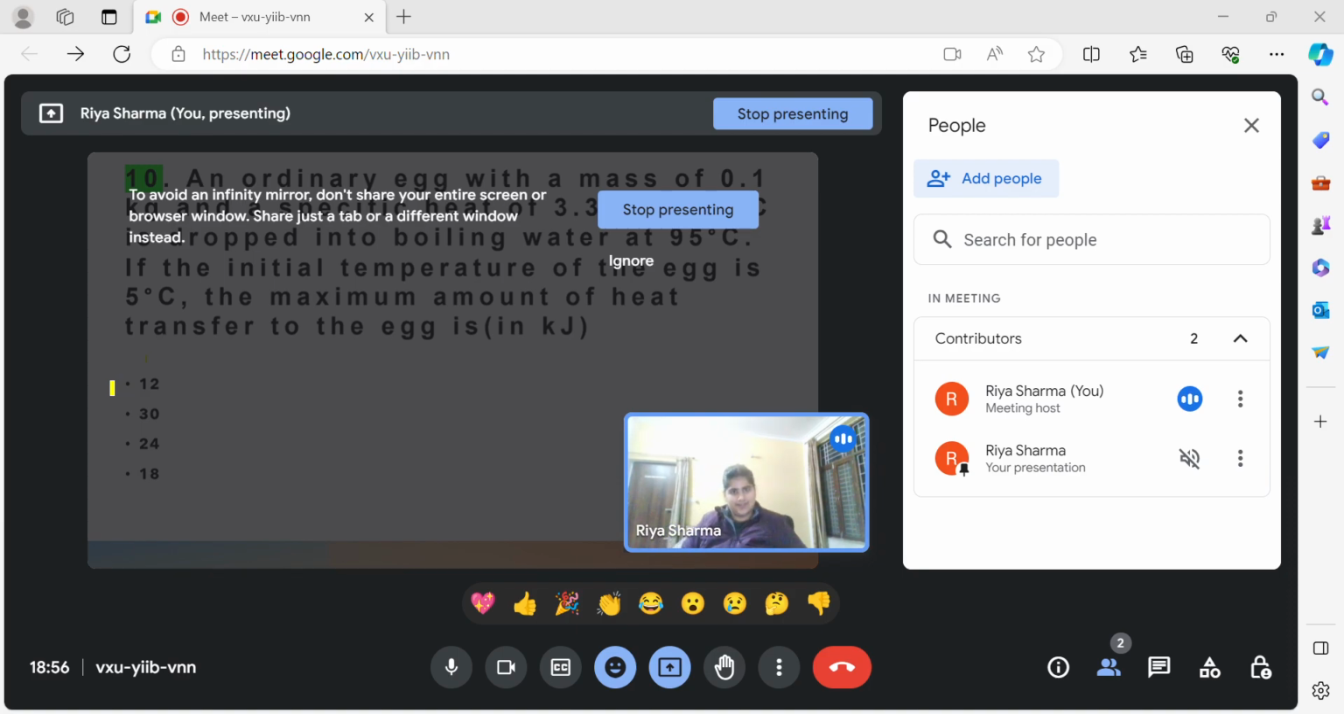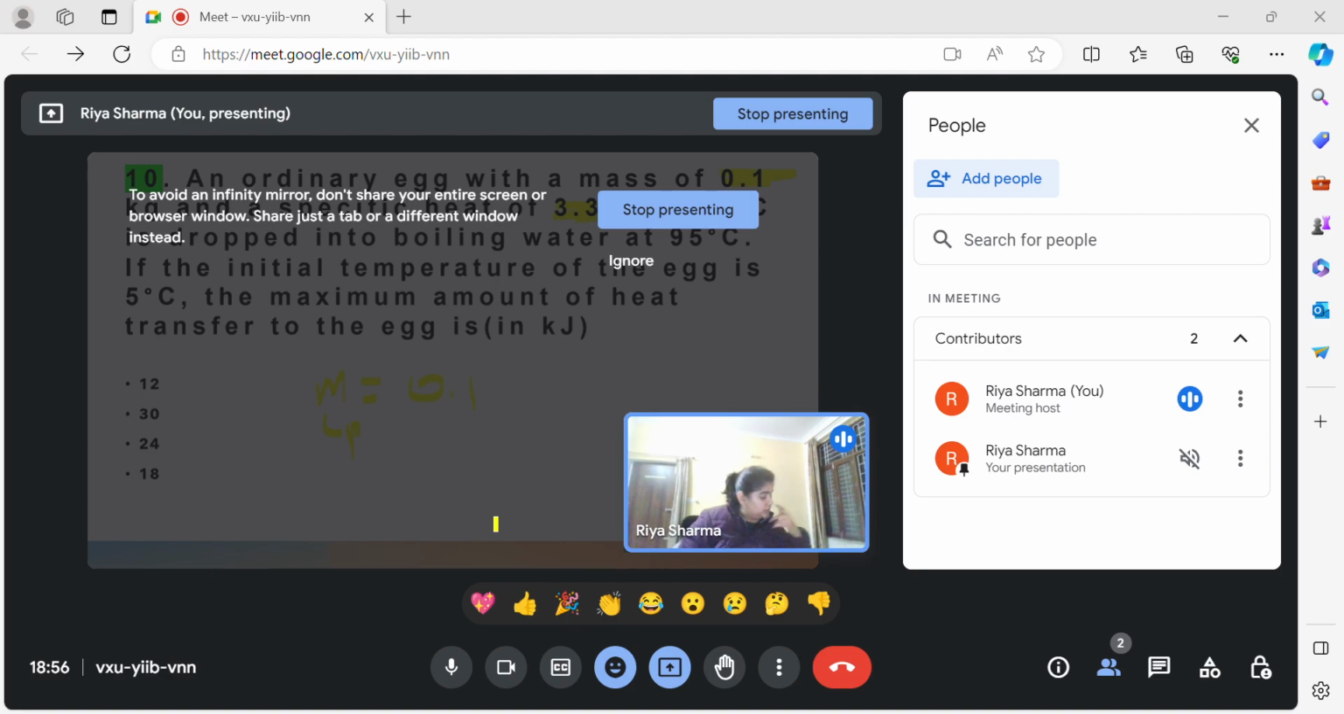So this is also a similar question to your assignment, which you can do very easily if you know one concept which I will tell you, but I want you to first solve it in your own way. So try to write what is given. There is an ordinary egg with a mass of 0.1, and a specific heat of 3.32 kilojoule.